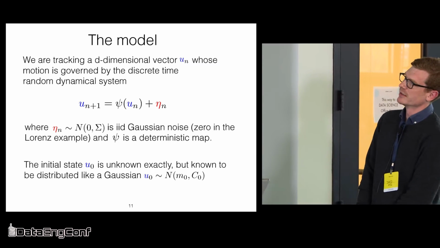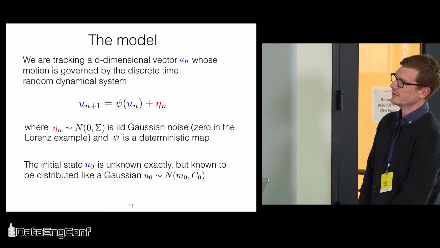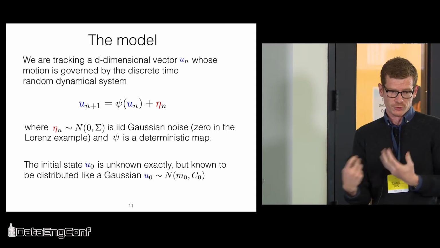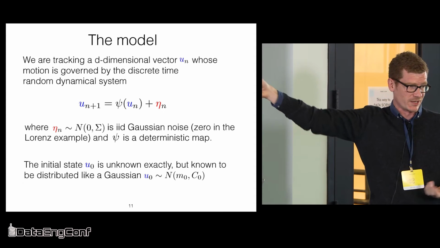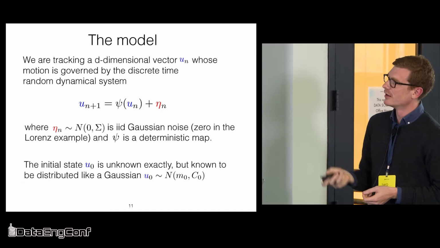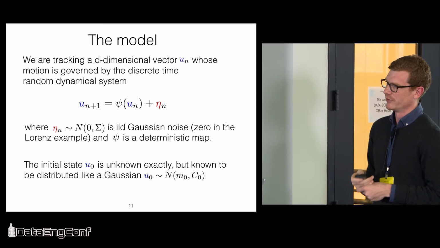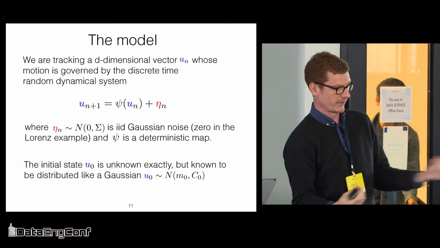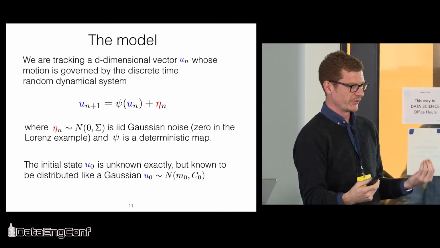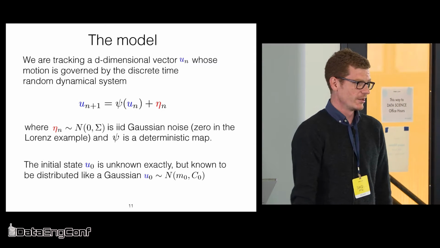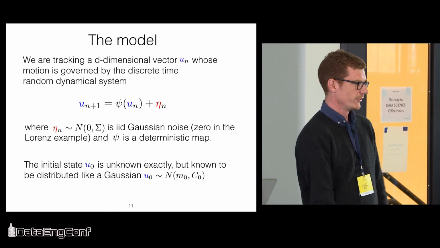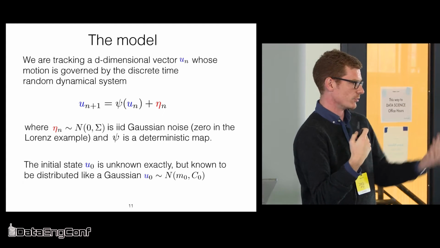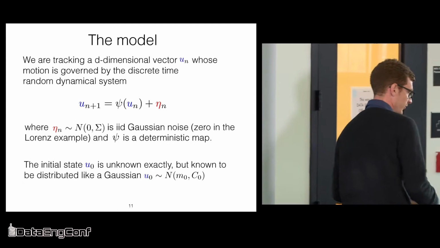So suppose that we're tracking a d-dimensional vector, u_n, whose motion is governed by a discrete time random dynamical system. Okay, what does all this mean? So u_n is a vector, evolving in time. n is the time index of the vector. A discrete time random dynamical system means you take your point at time n, you apply some function to it, which takes it somewhere else, and then you add noise. So a dynamical system is if you just applied a function to it. A random dynamical system is if it's a random function. So this is just a very specific example of a random function. You move your point around, and then you add noise to it. So it's a very simple model, but actually a model that's used a lot.